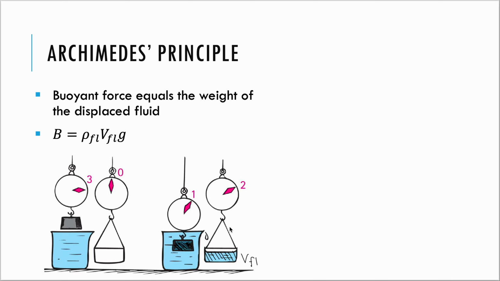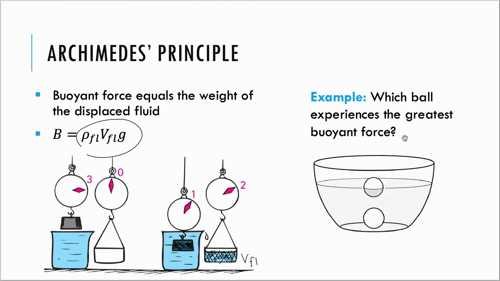And what we can see is that the buoyant force is equal to the weight of this displaced fluid. So this expression here stands for the weight of whatever this amount of liquid is. So that's this weight here. That means this weight here, that's the buoyant force. Let's look at an example.